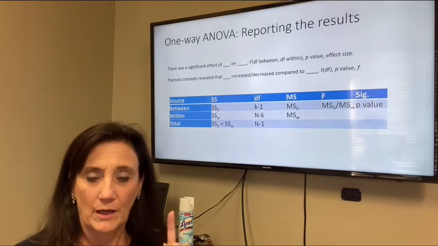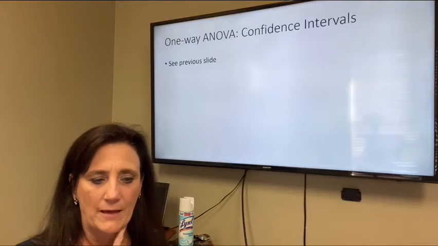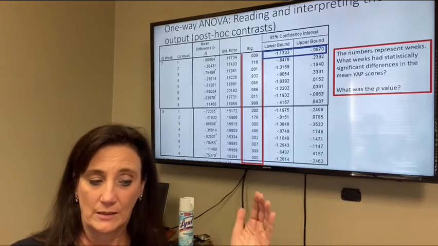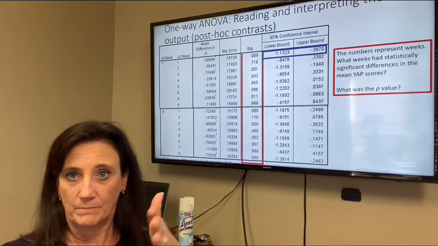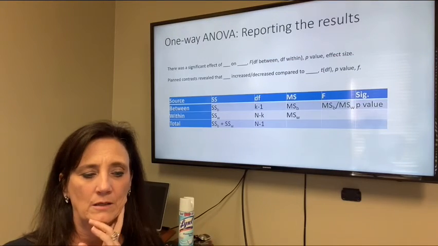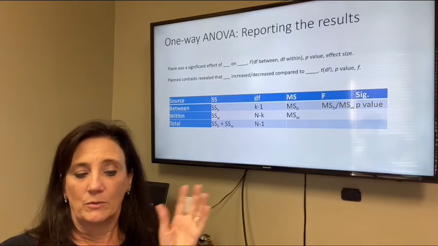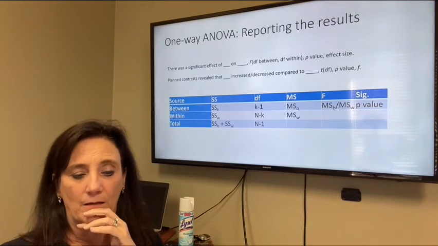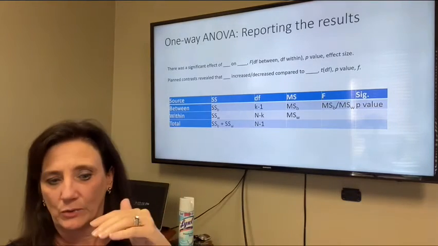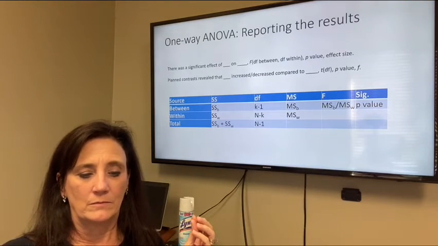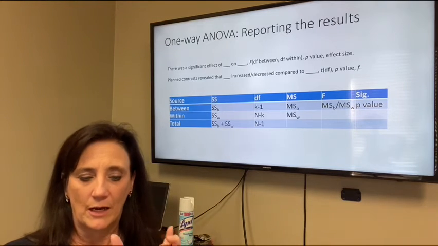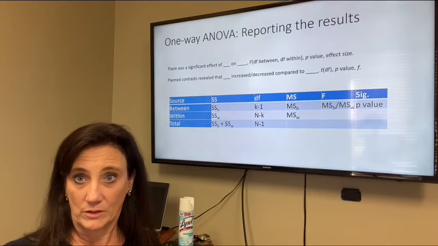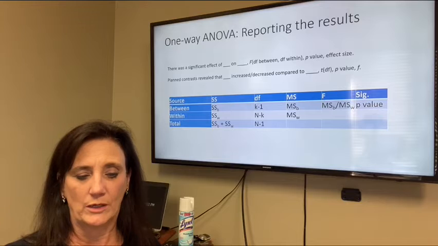Planned contrasts. I'll show you what that is referring to. Let's just back up, it makes it easier. These are your planned contrasts, your contrasts between the weeks, okay? So planned contrasts showed you that there was an increase or a decrease or a difference between, say, week 7 and week 1. And you'll have to look at the means to figure out what number goes where. So the difference is between weeks 7 and 1.